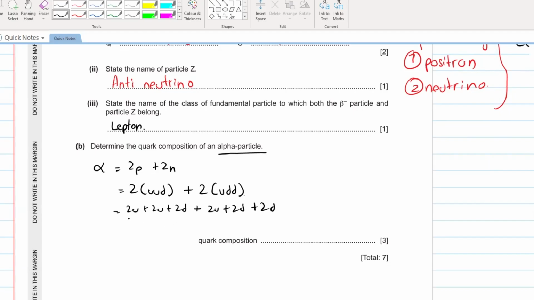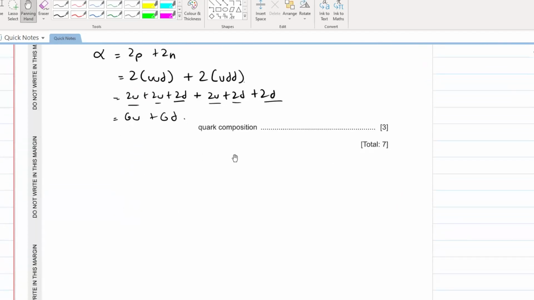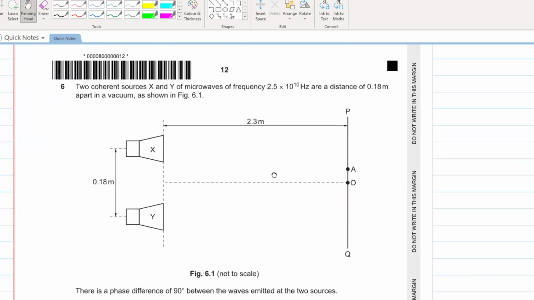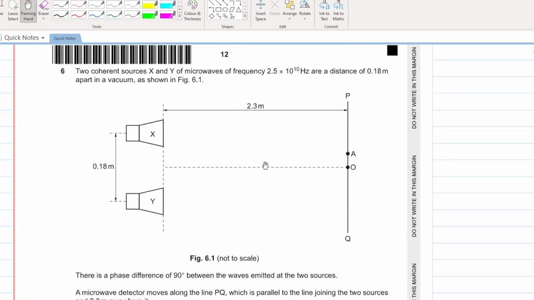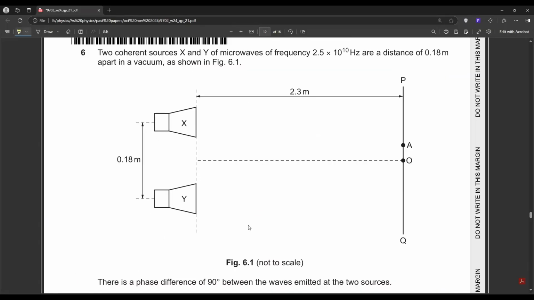How many up quarks do you have in total? 2 plus 2 plus 2. That is 6 up quarks. How many down quarks do you have in total? 2 plus 2 plus 2. That is 6 down quarks. So this is the core composition of the alpha particle. Let's further move ahead. Any ambiguities here? Let's see this question.